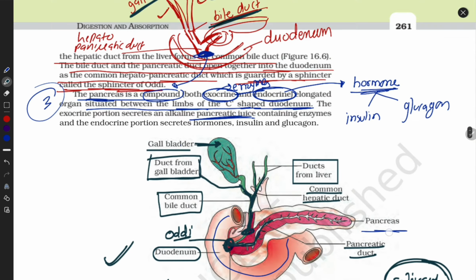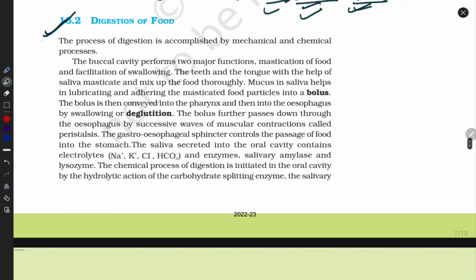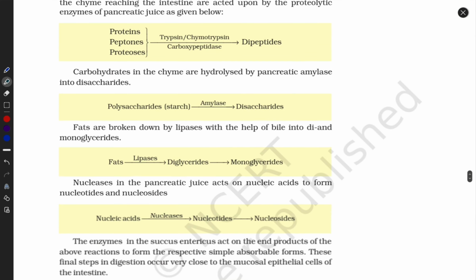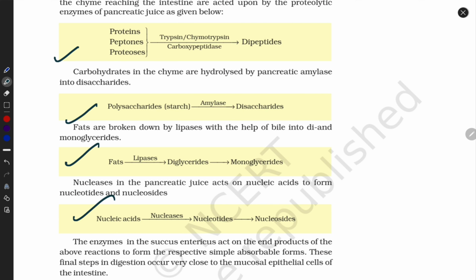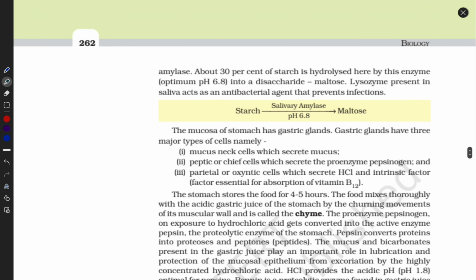So guys, that's all for now. In our next video we will cover the digestion of food, the mechanism of how food is digested, and how many types of enzymes contribute to digestion. This is very important, guys, very important. So we will meet in our next video.